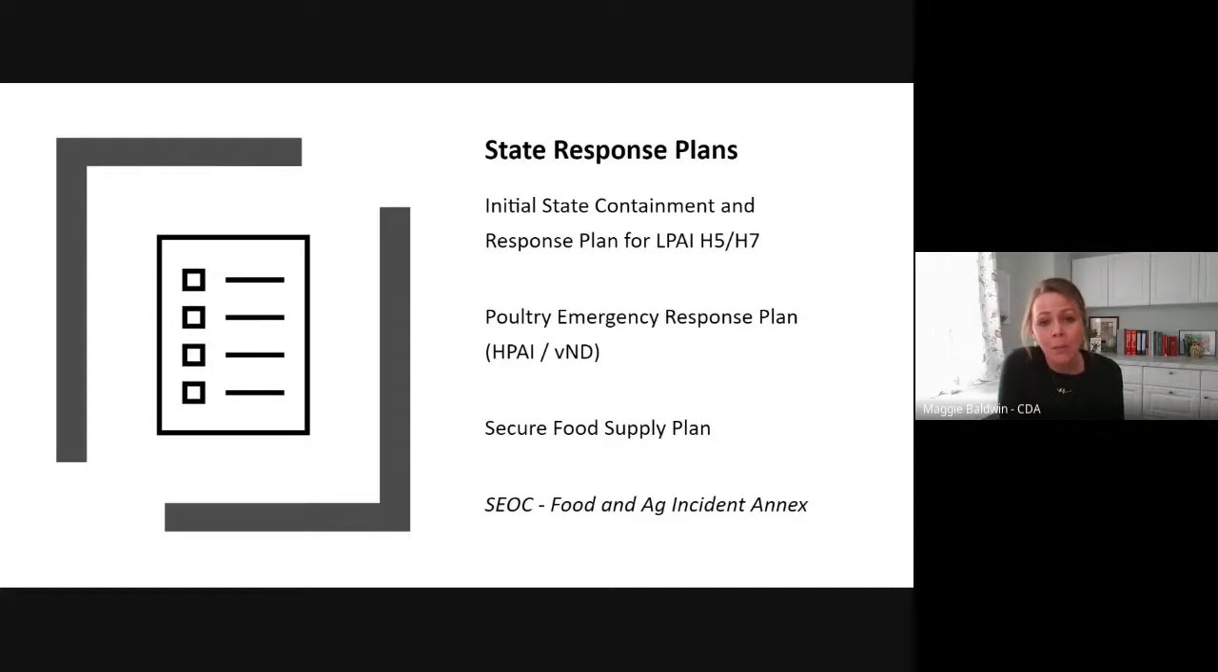We also have our poultry emergency response plan, and this covers both high path AI and virulent Newcastle disease. And this was a draft from 2017. We've worked on trying to modify and make changes, and I think we'll definitely have updates and changes to make this year. USDA is working on updating their USDA Red Book, and that includes some changes that have come down from OIE, the World Organization for Animal Health.